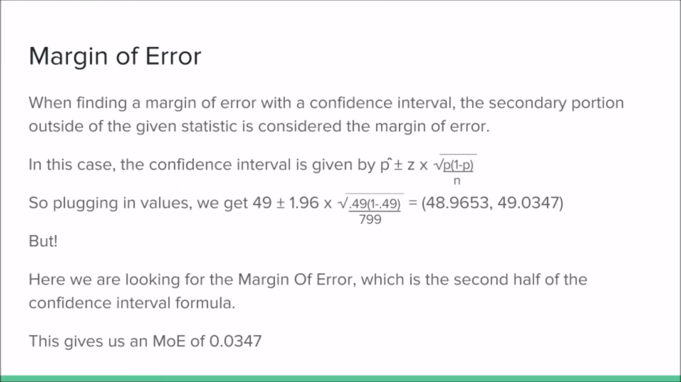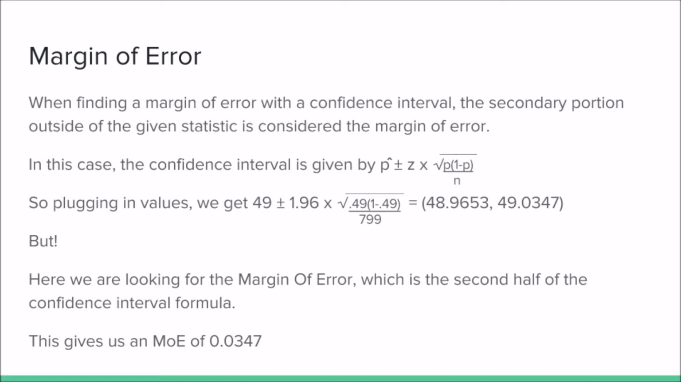To find the margin of error with a confidence interval, the steps you take are easy. Just establish what level of confidence you want to have, which in this case is 95% confident, and establish what kind of test you need to use, which is a 1 proportion z-test. So here, we're going to use a 1.96 z-score, which is for a 95% confidence interval.